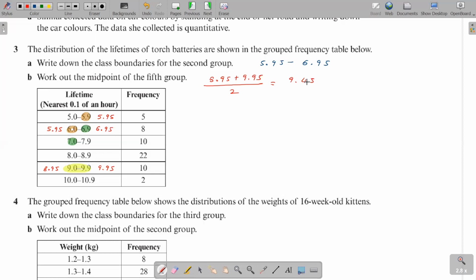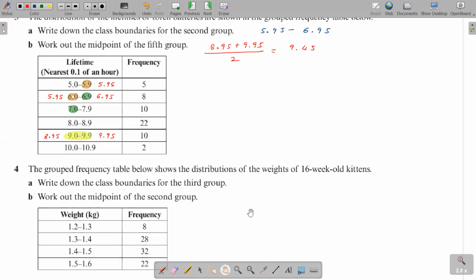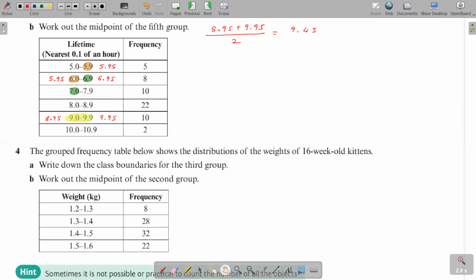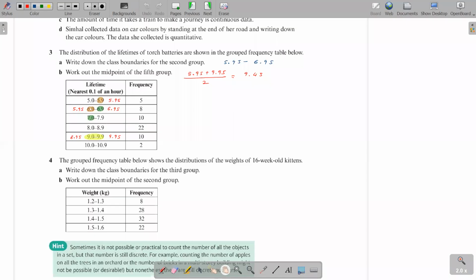Is that clear? Okay. Let's try the fourth question. Question number 4, they say the group frequency table below shows the distribution of the weights of 16-week-old kittens. Write down the class boundaries for the third group. Okay, so what do you think about the third group? This is the third group, right? 1.4 to 1.5. So when you look at the third group, is it necessary to go for a boundary correction?